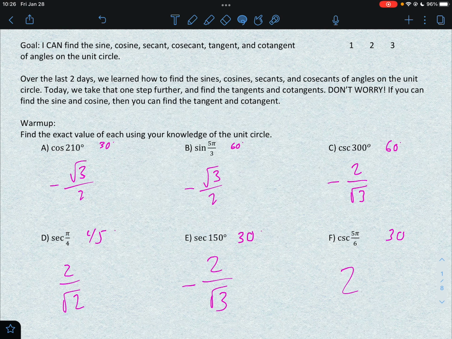And there are your answers to these 6 problems. What we need to focus on really today is all the cosines and sines, because that's what we're going to be using all day today in this video.